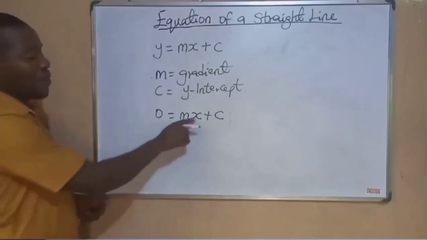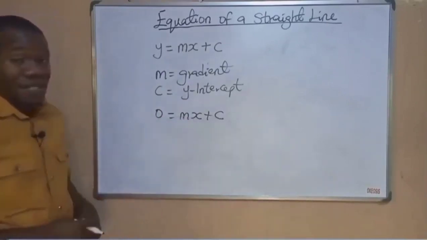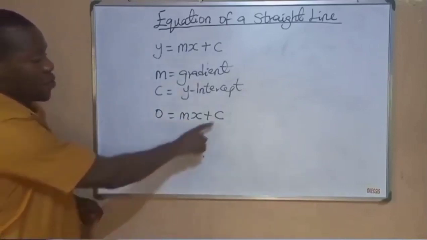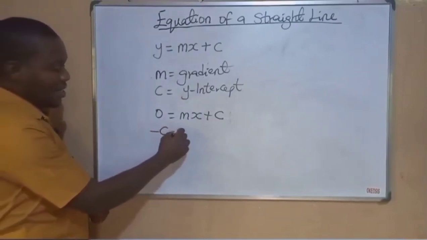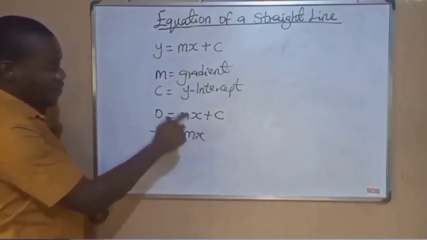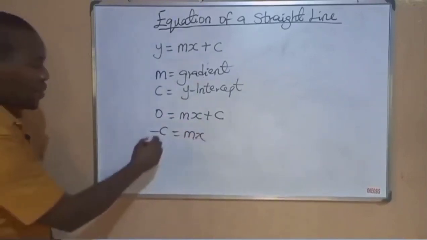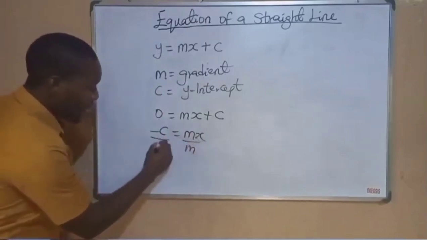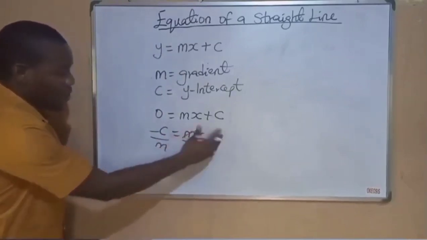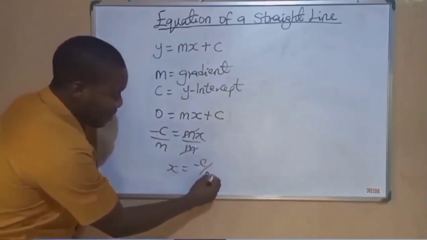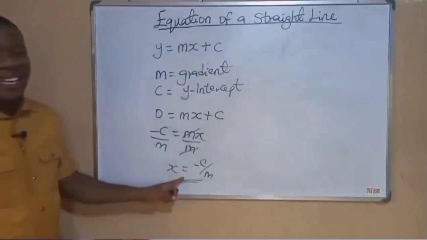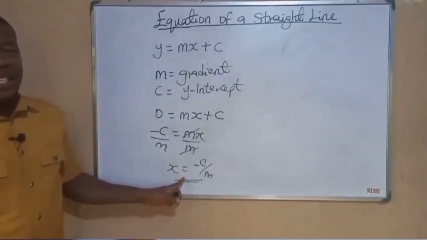So from here we can get the value of x, or make x the subject of the formula. But the first thing we do is to move plus c to the other side. It changes to minus c is equal to mx. To get the value of x, we divide both sides by m, which is the coefficient of x. This will cancel this, so from this side we have x left. From this side we have minus c over m. So this is the formula for the x-intercept of every straight line.